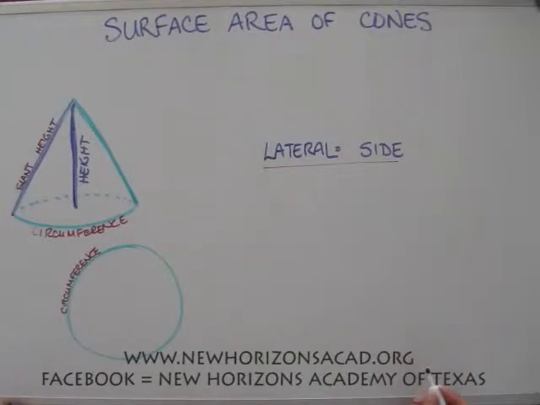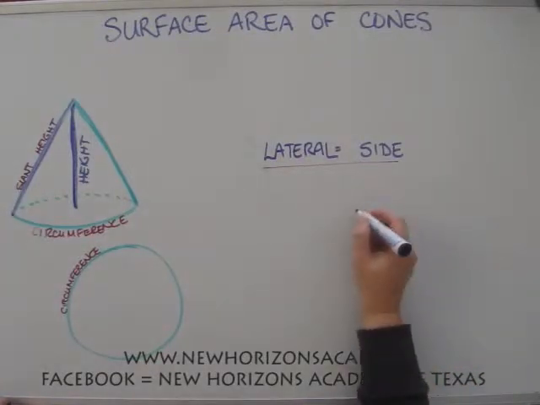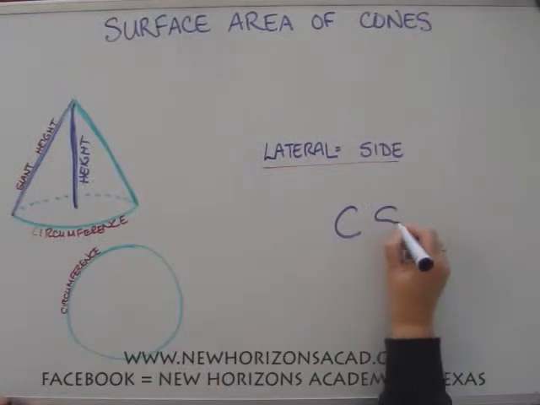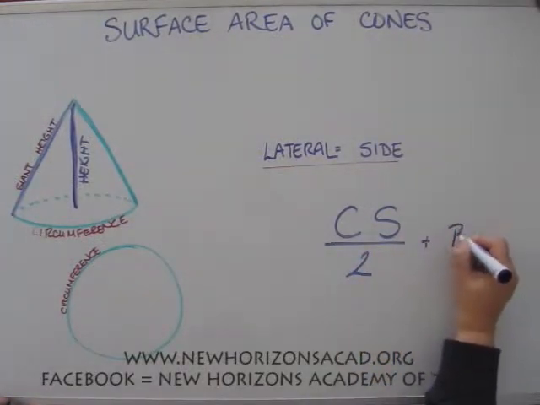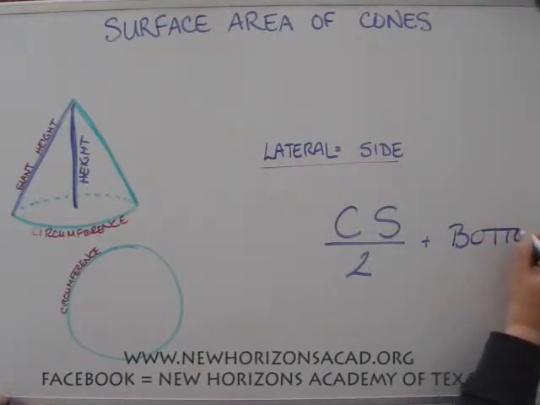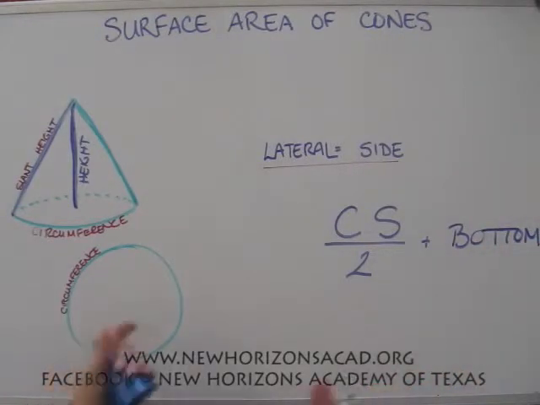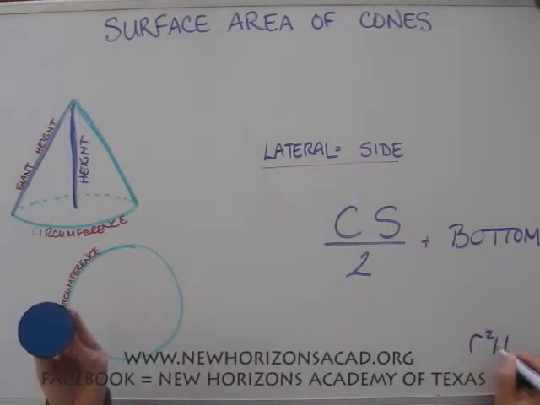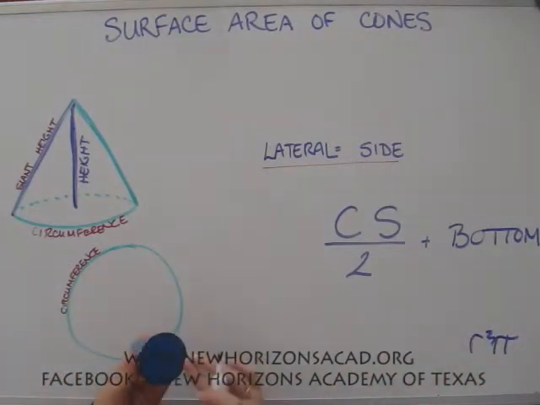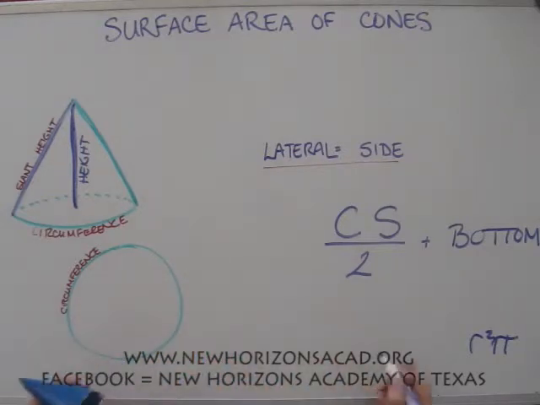The formula for the surface area of a cone is very simple. Circumference times the slant height divided by 2 plus the bottom. The bottom, this, is radius squared pi. And circumference times the slant cut in half gets you the side. I'm going to demonstrate that in paper.